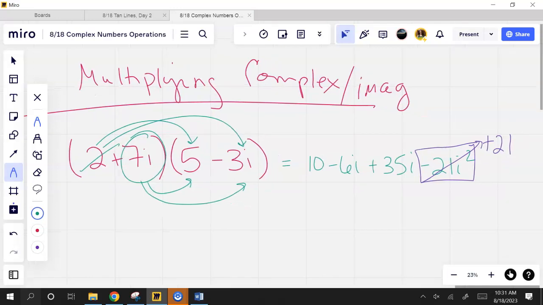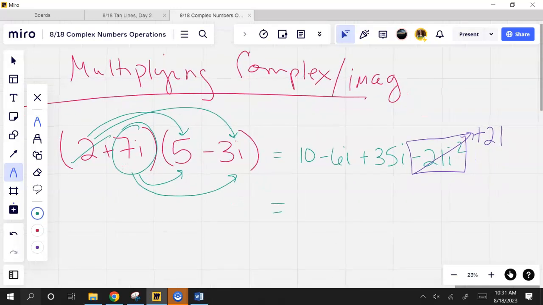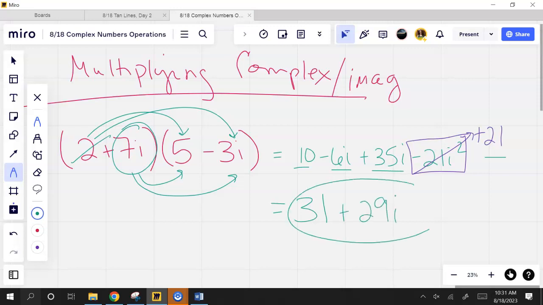All right, let's combine like terms. Let's put the whole numbers first, or the real numbers first. I got 10 and 21, which gives me 31, nice. And then I've got negative 6i and 35i, which would give me positive 29i, and there is my solution. That is exactly what you're doing. All right, let's divide because that's the hard part.